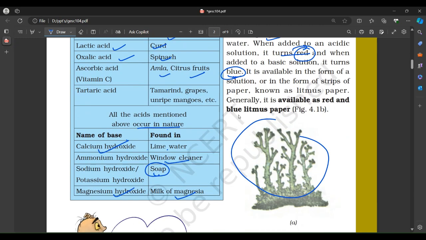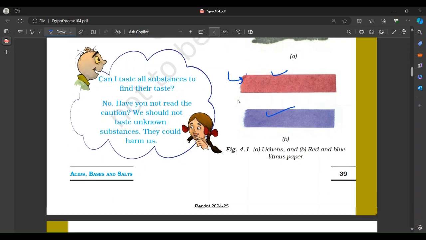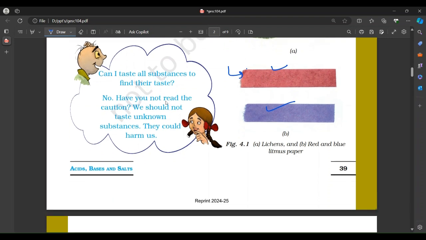It is available in the form of a solution or in the form of strips of paper, generally known as litmus paper. Generally it is available as red and blue litmus paper. Here is a picture. This is a red one and this is a blue one. So in acid it shows the red color, and in base it shows the blue color.